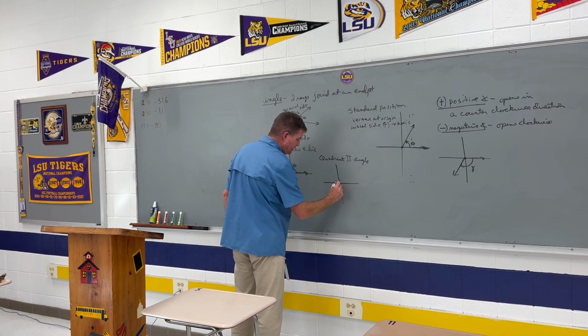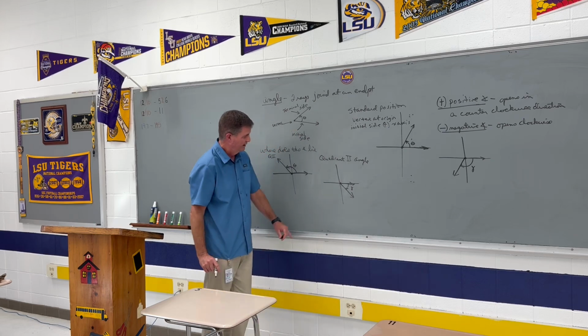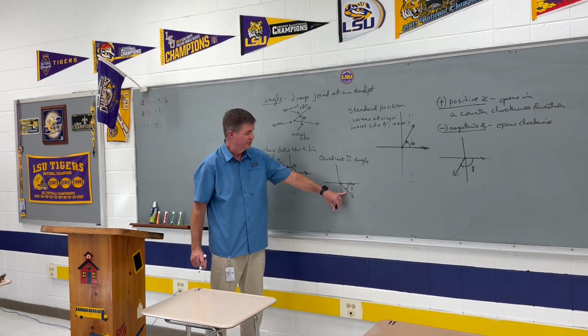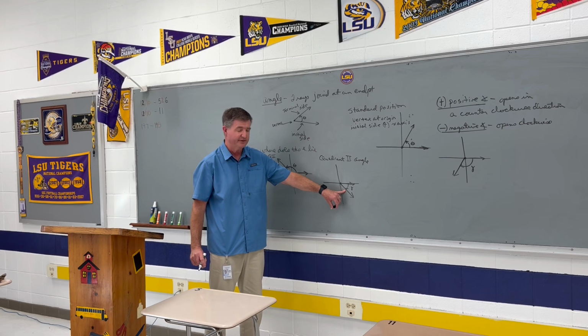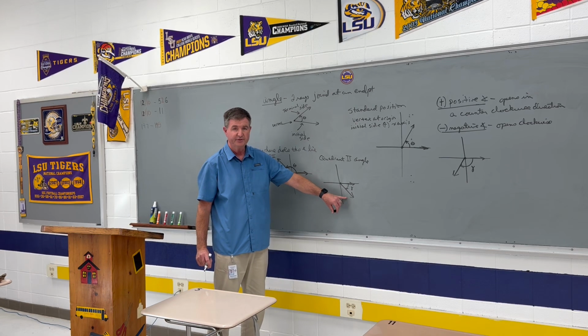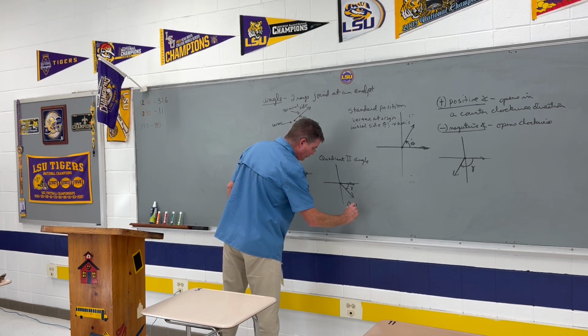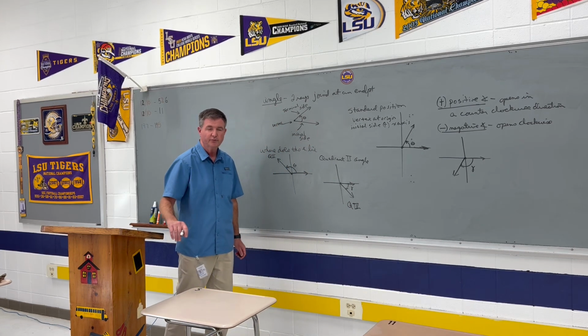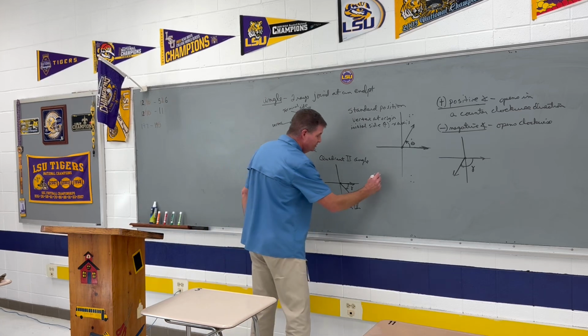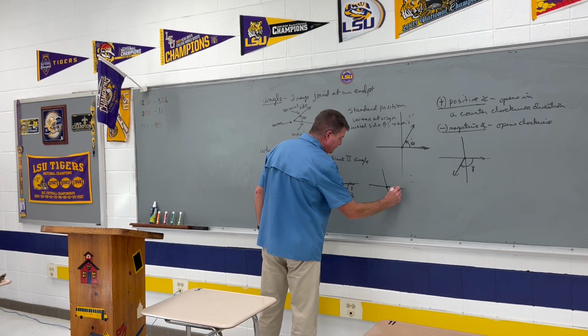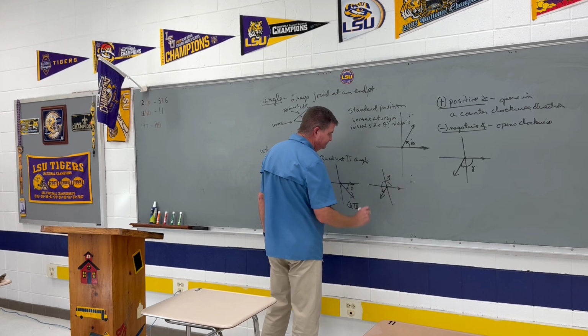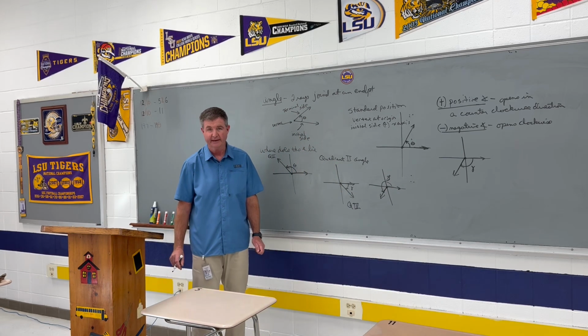Example, this would be a quadrant 4 angle. Again, the terminal side is in quadrant 4. It doesn't matter whether it's positive or negative. It just matters where the terminal side lies. This would be a quadrant 2 angle. By the way, we use Roman numerals to show. And this would be a quadrant 3 angle. We'll call that beta. That would be a quadrant 3 angle.